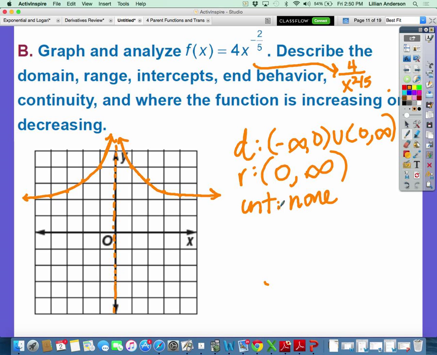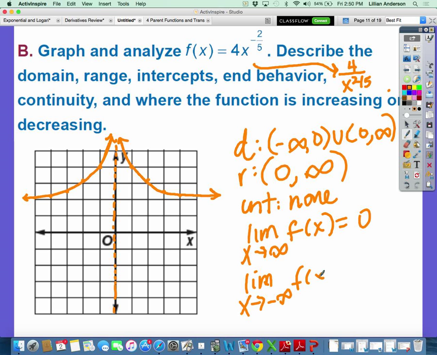Just like before with all of our other reciprocal functions, in end behavior I have both. As x approaches positive infinity, I'm approaching 0. And as x approaches negative infinity, I'm approaching 0. And am I continuous? No. I have what type of discontinuity? Infinite, with that vertical asymptote.